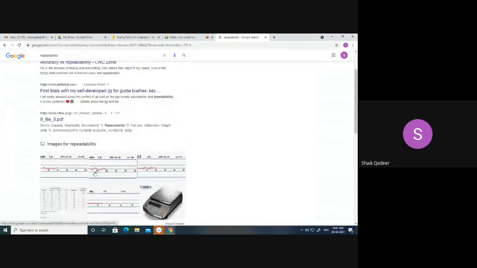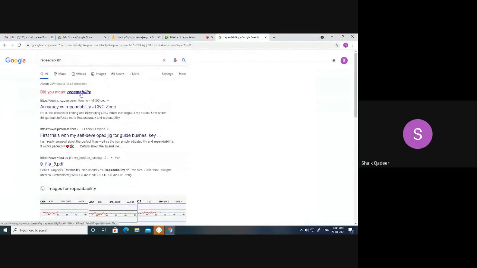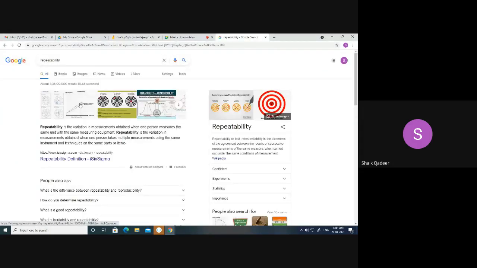Next parameter is repeatability. This parameter is actually slightly near to accuracy. I will pick just the definition.